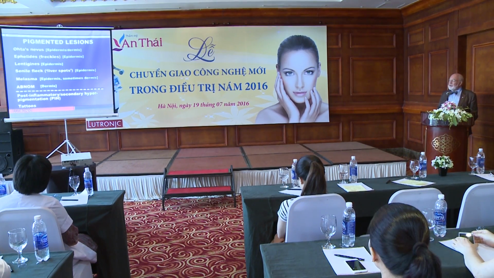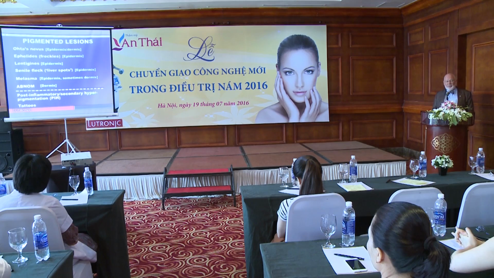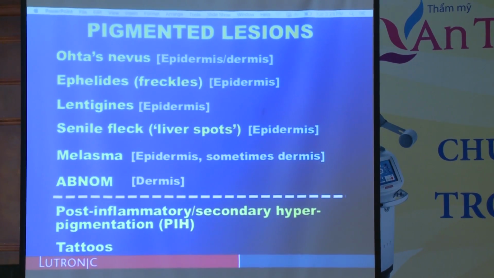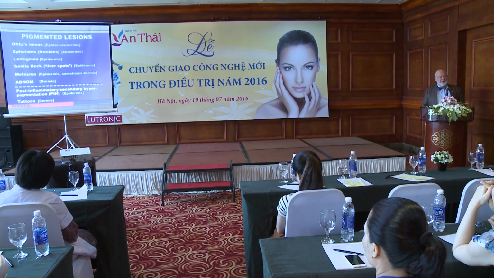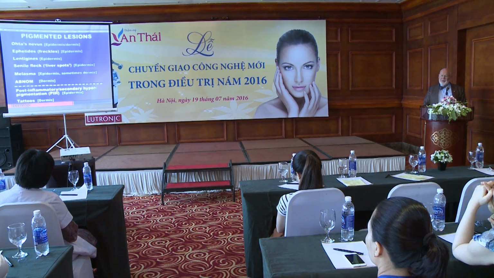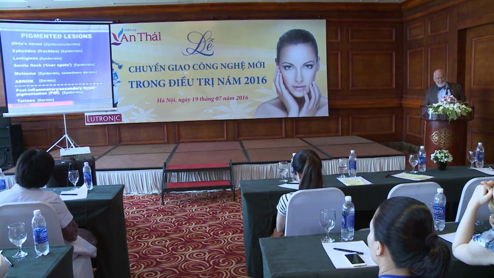Asthma [likely melasma] occurs mostly in the epidermis, but sometimes in the dermis. Abnom [likely a pigmented lesion] occurs only in the dermis. PIH occurs in the epidermis, and tattoos occur in the dermis. Some pigmented lesions are only in the epidermis, some are both in the epidermis and dermis, and some are only down in the dermis. So depending on the depth of the pigment, we have to change the treatment only to reach that pigment we want to treat.